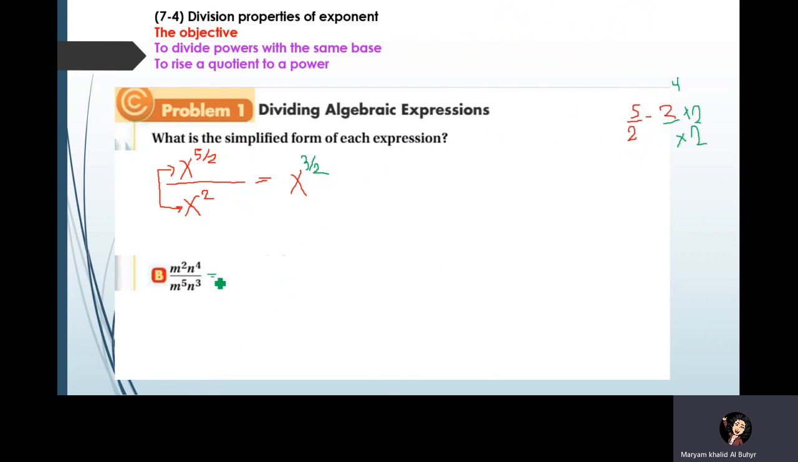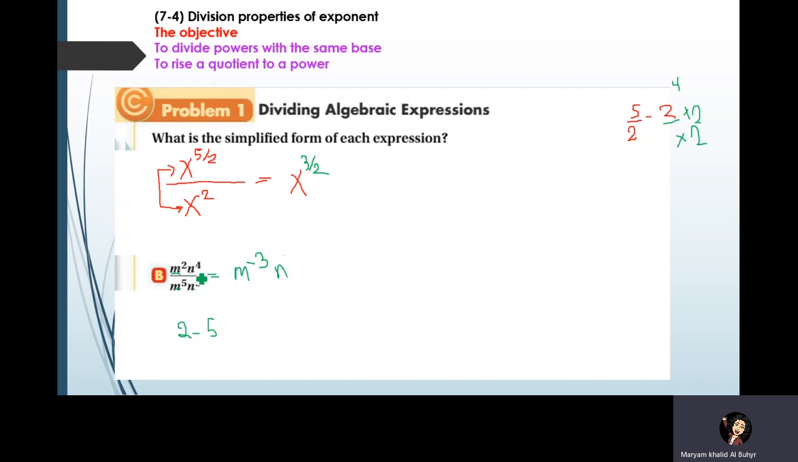Let's see this one. I have m and m, same base, between them division. Just subtract the power. So that will be m to the power 2 minus 5. 2 minus 5, that will be minus 3. So be careful on that. So minus 3.